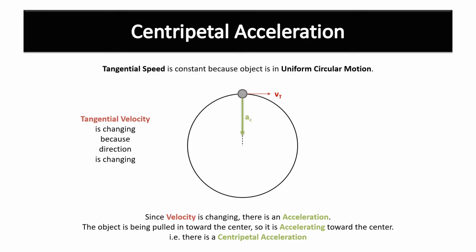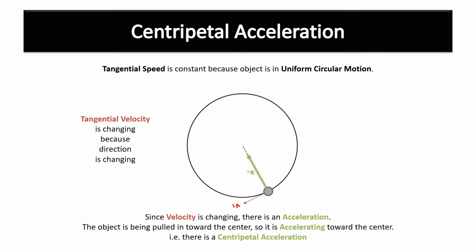So way back in Unit 7, we did talk about centripetal acceleration. That was only for instances where it was in uniform circular motion. So this says tangential speed is constant because the object is in uniform circular motion. You can see it's moving around, constant speed. Okay, the tangential velocity is changing because the direction is changing, and velocity is a vector quantity, magnitude and direction. And as you can see, this vector arrow continuously changes.